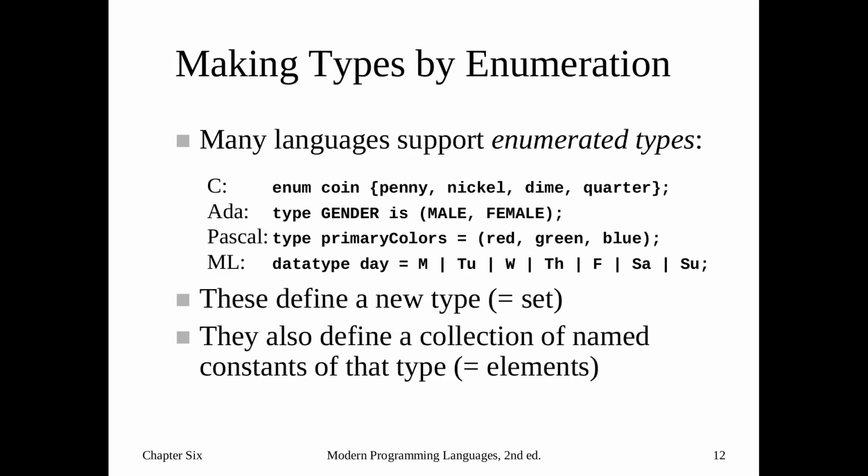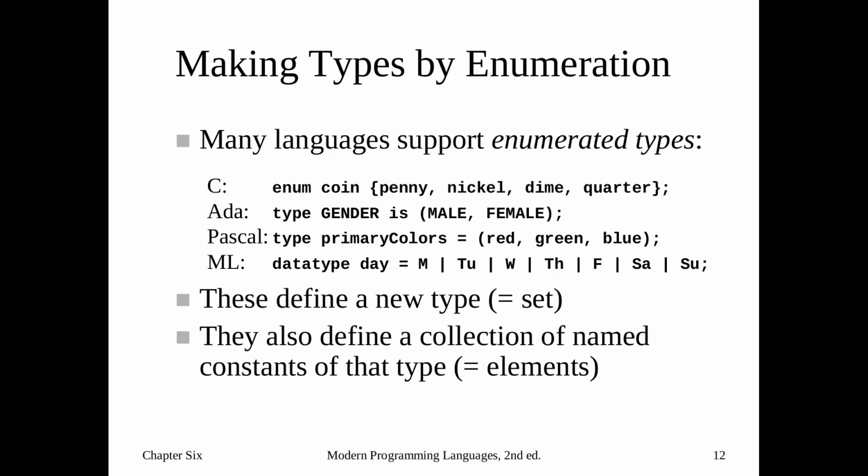Unfortunately, though, when we do that... many languages support enumerated types: C, Java, Ada, Pascal, ML. We have the capability to create an enumeration. Essentially, these define a new type, literally a type where every possible instance of that type is stated. They also define a collection of named constants of that type.